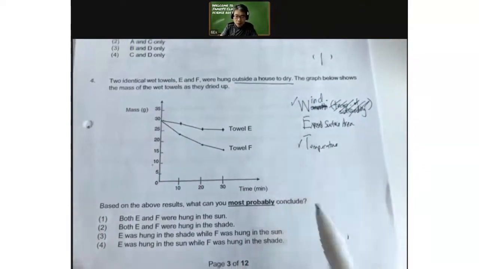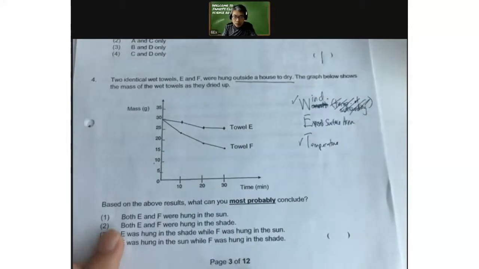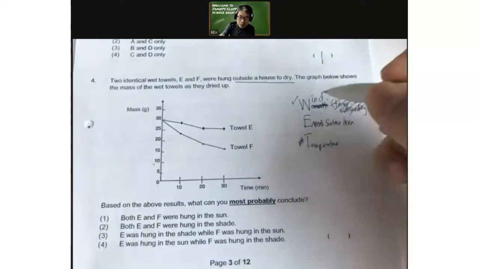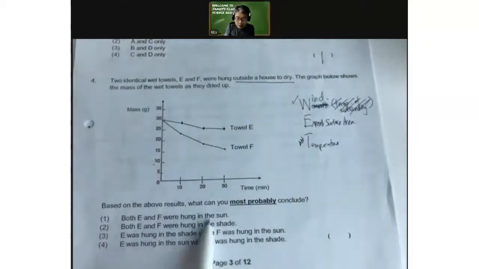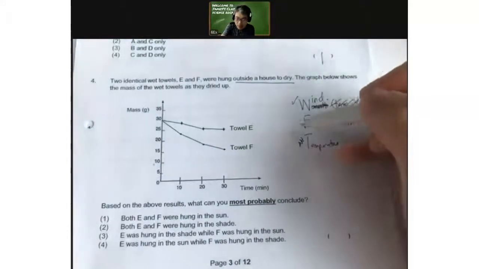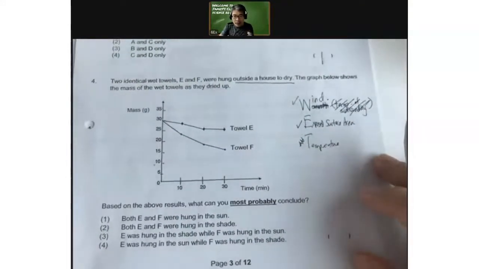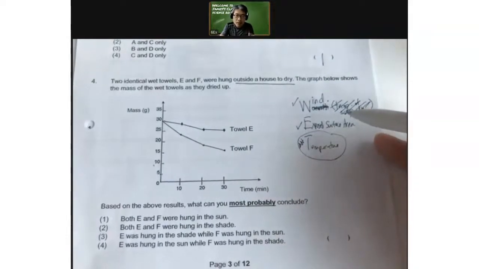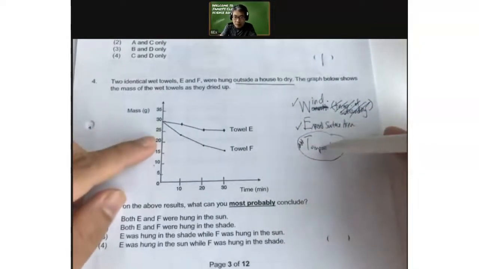So here I look at the options. When they were outside, they may not be in the same environmental condition. For example, if one is in the shade and one is in the sun, they're both outside, but one is receiving less heat from the sun because it's shaded, of course, will be different. So this may change. Alright, nothing about folding them. So the exposed surface area here is the same. So here I think what they're trying to vary is the temperature that these towels are under. Obviously, the temperature must be different.